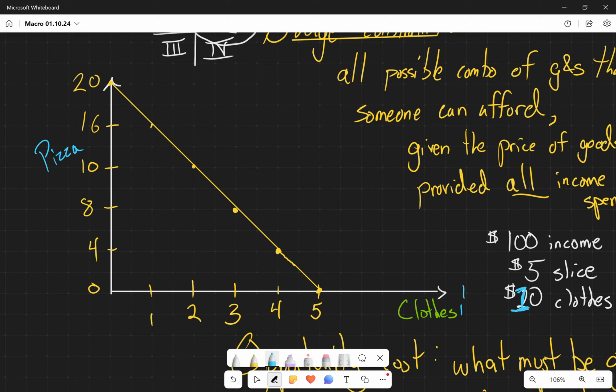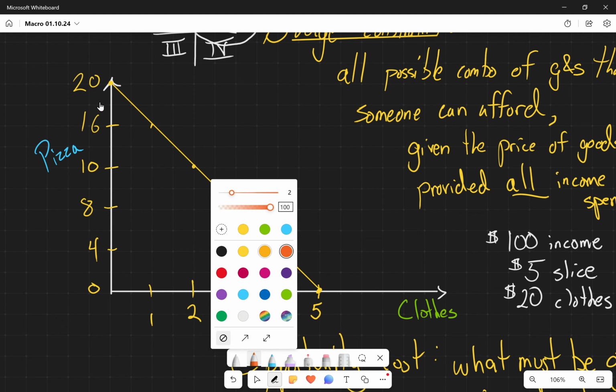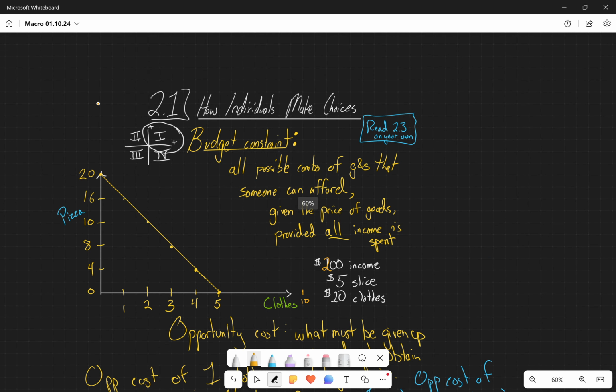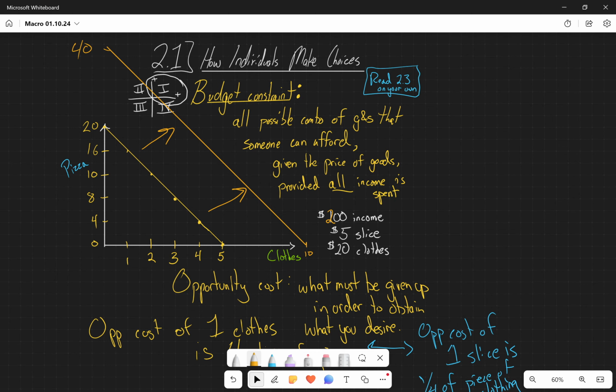What if my income were to change? So if my income went to $200, right, then instead of 5 clothes, I'd be able to get 10 clothes, and instead of 20 pizza, I'd be able to get 40 pizza, and so we'd end up with a new budget line that's all the way out here. Okay. Questions on budget lines?